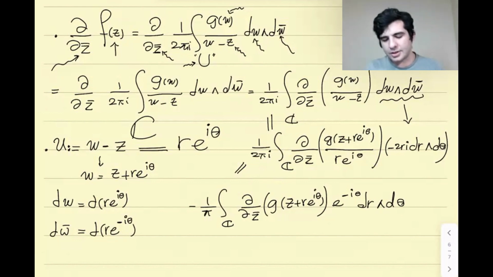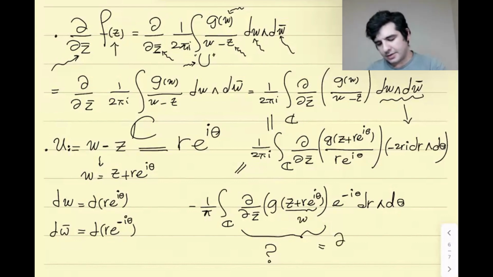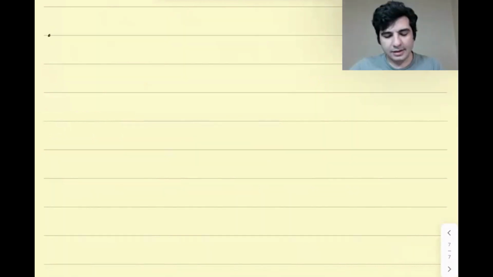Okay, so the essential thing is that I should compute this. What is inside is z plus r e to the I theta, which is w. So what I have inside is derivative of g of w with respect to z bar. This is very simple, but might be a bit confusing.